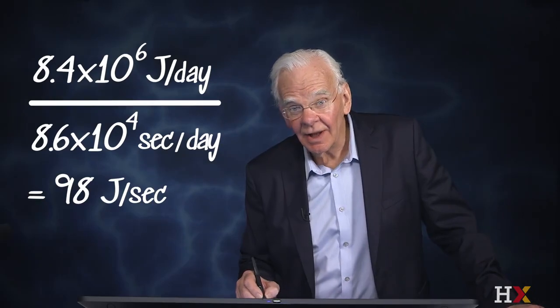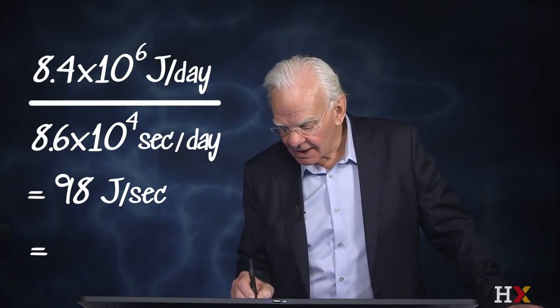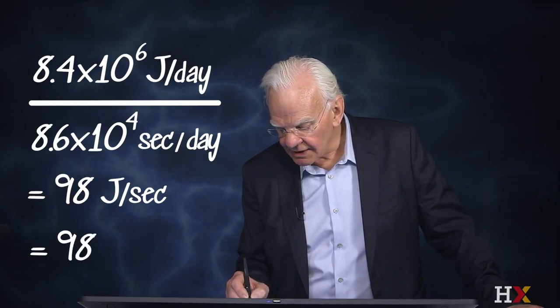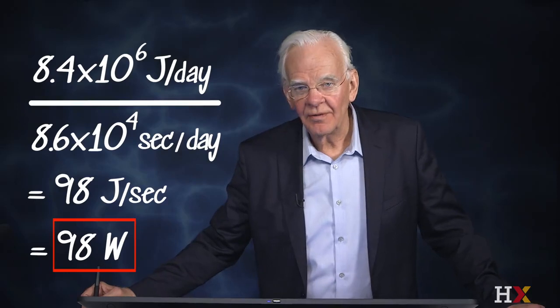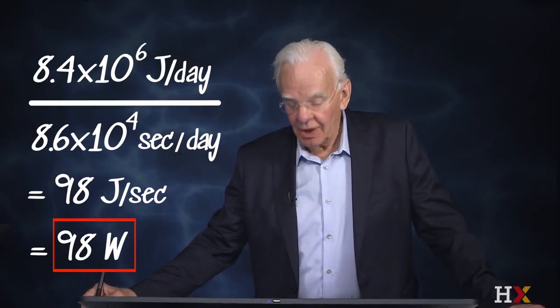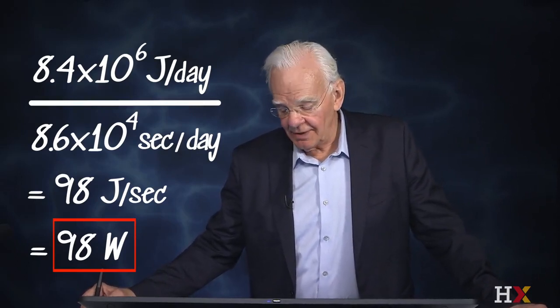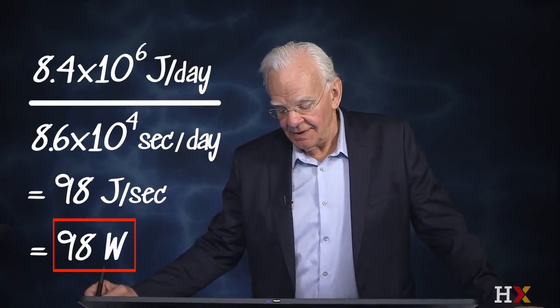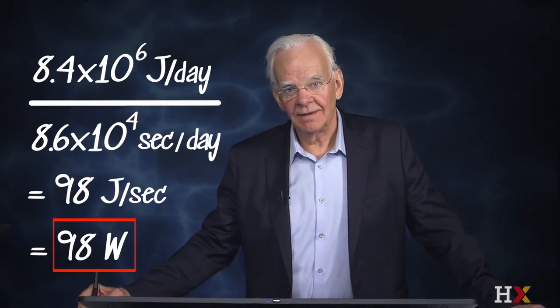Aha, but then I realized that a joule per second is a watt. So that means I have 98 watts. So each of us is essentially equivalent to a 100-watt light bulb. We're sitting there burning carbon-hydrogen bonds in the presence of the oxygen that we breathe, and each of us is then equivalent to the power consumption of a 100-watt light bulb.